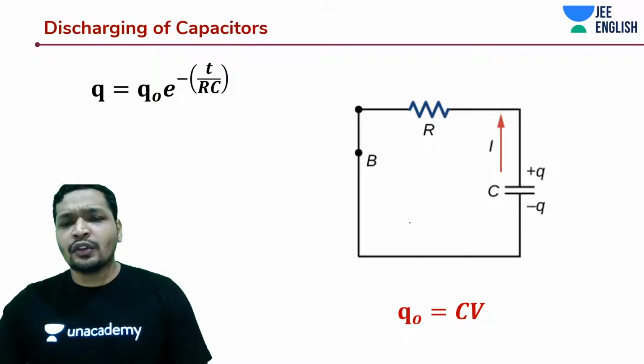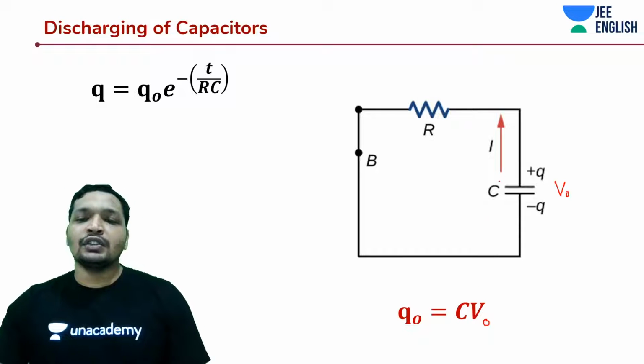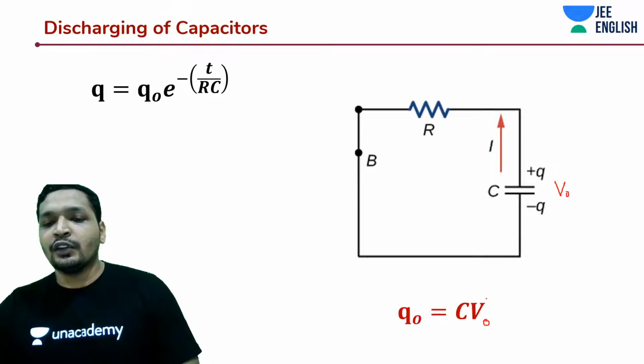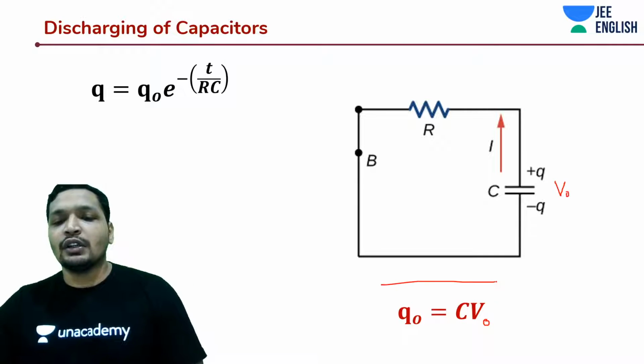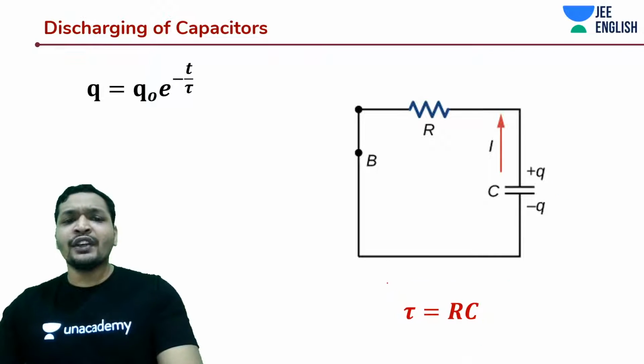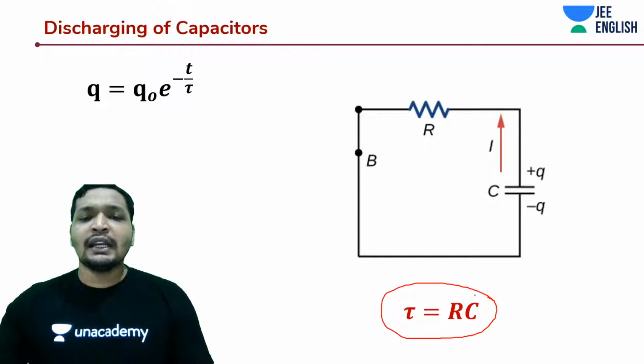And what is Q naught? Q naught, if only potential is given to you, this V naught is given to you, that is going to be C into V naught. That is for a given potential difference you have initially charged it, like a battery of EMF V naught, you would get the charge Q naught is equal to C V naught. Right, and again we are going to call this RC as tau, which is nothing but time constant.